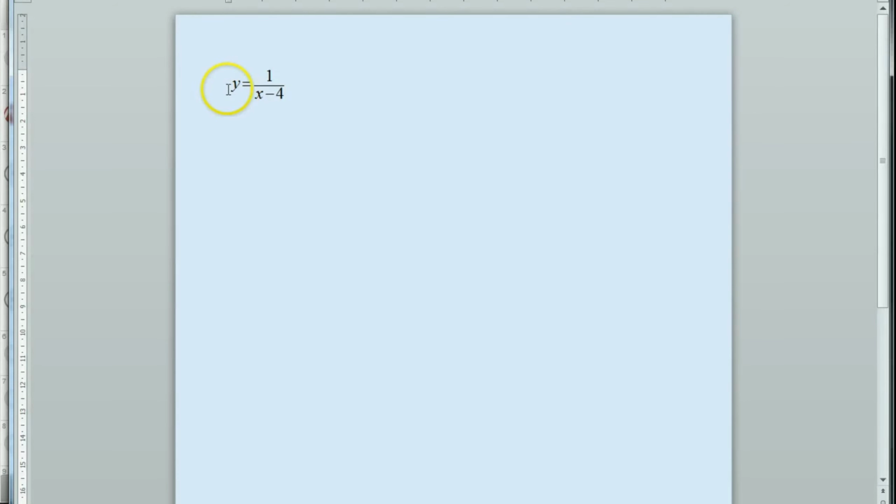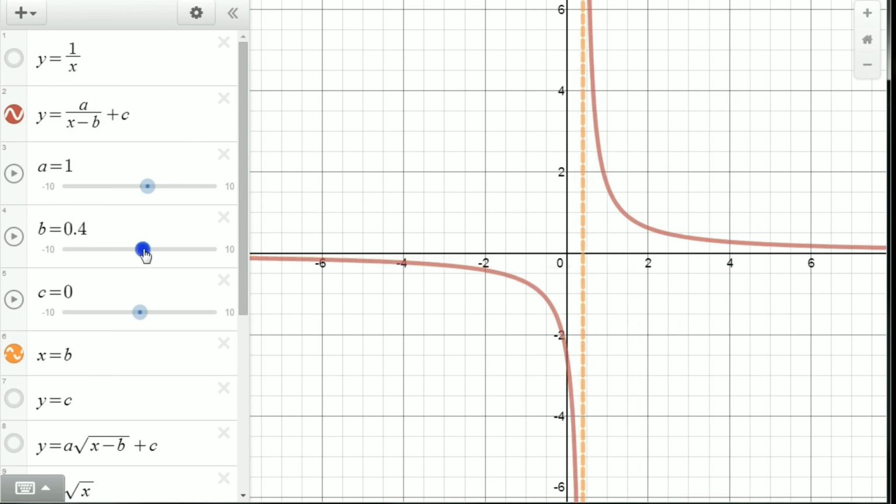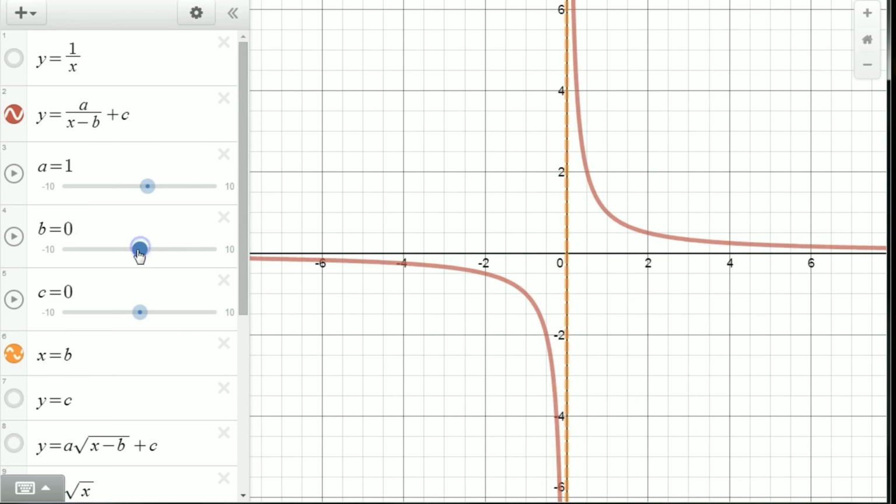Let's look for a minute at the function y equals 1 over x minus 4. It should be obvious from this equation that if x is equal to 4, then we have 1 over 0 once again, which is undefined. So this is why the vertical asymptote moves along with the value of b, because in the bottom line, if x is ever equal to b, then we have 1 over 0, which is again undefined. Let's set b back to 0.